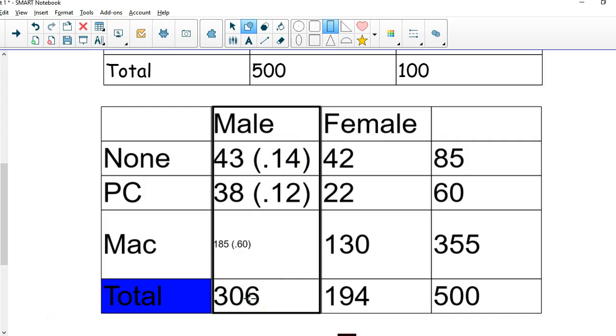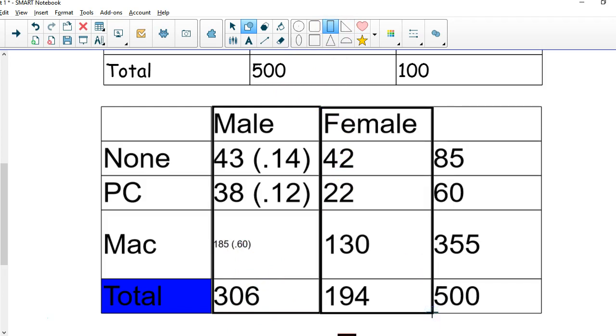On the AP exam, you should obviously do 3 or 4 decimals. I'm just attempting to do this a little quicker. 38 of the 306 males, which is 12%, owned a PC. And about 60% of the males owned a Mac. I can now look at the females.